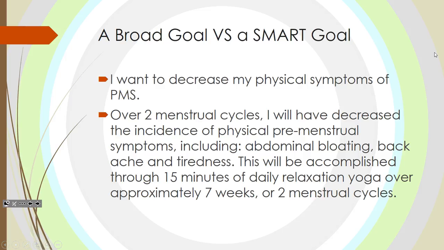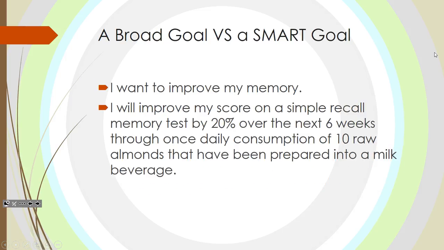So it's specific in what they're looking for. Up here, it just said physical symptoms. Down here, it actually says abdominal bloating, backache, and tiredness. So it's specific in what it's looking for. It's measurable because it's over 2 menstrual cycles. It's attainable. They wouldn't need a lot of money or anything to do something like this, or tools that they wouldn't be able to get a hold of. It applies and it is timely, so that's a good goal.